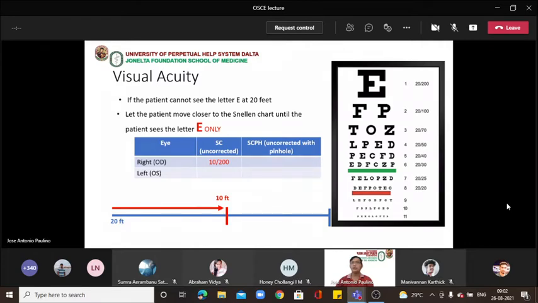So if the patient can read the letters F and P at 10 feet away, we have to ask them to move backwards until they can only see the letter E. We do not record it as 10 over 100. We should make sure that the patient will only read the letter E. The moment the patient moves forward from the 20-foot mark, the denominator will automatically be over 200, because the letter E will be our basis.